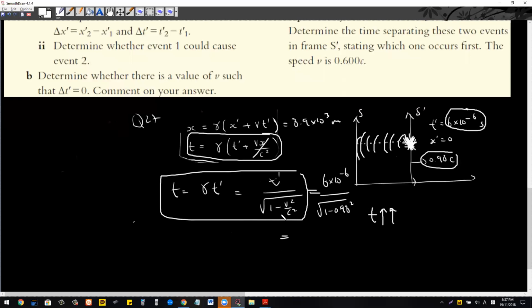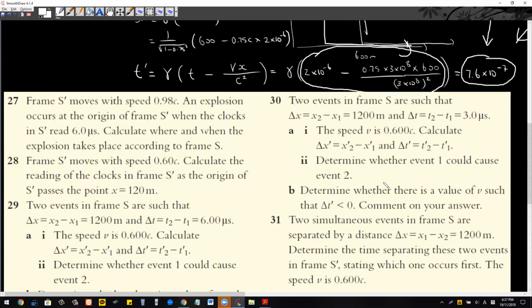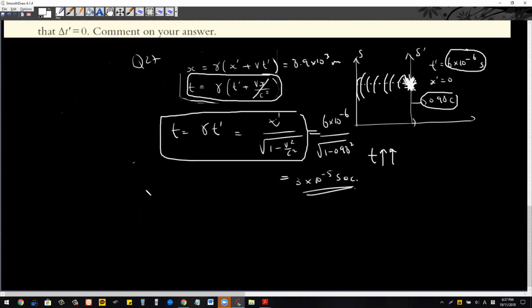But it is a bit difficult to understand everything that's going on. So that's 3 times 10 to the power of -5 seconds. Yeah. But as you do more questions, it'll make more and more sense. Okay? But one thing you need to really make sure you understand is time interval. Let me just write this down.